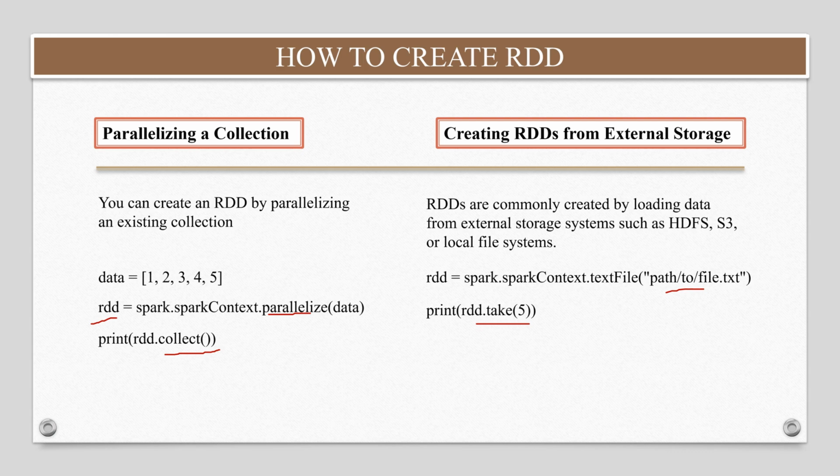So, key points in both ways. Parallelizing a collection is quick and useful for small datasets or when testing. And loading data from external storage is ideal for working with large datasets stored in systems like HDFS, S3 or local file system. Combining both, you can load an RDD from files and then apply a transformation. Let's say you want to load a text file and filter out lines containing the word error. This way, we can use parallelize to create an RDD from local Python collections, and textFile is used when loading data from external storage.